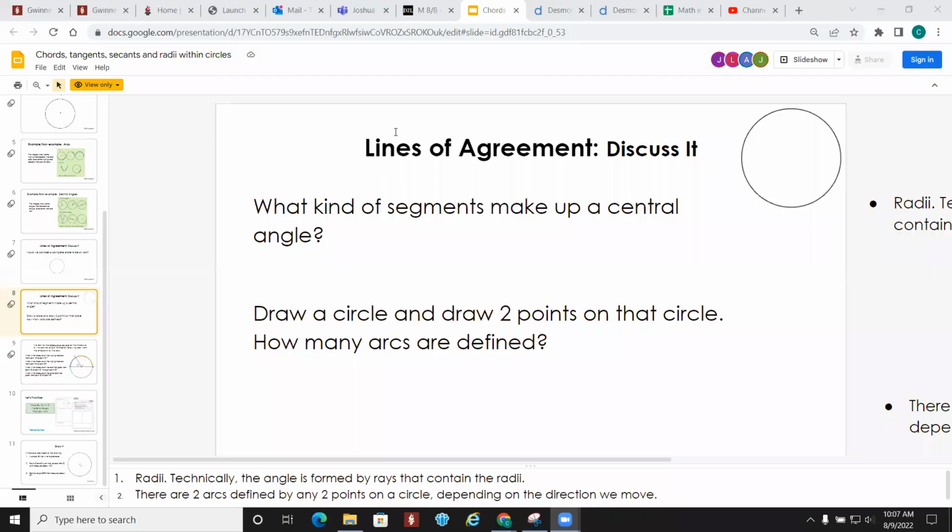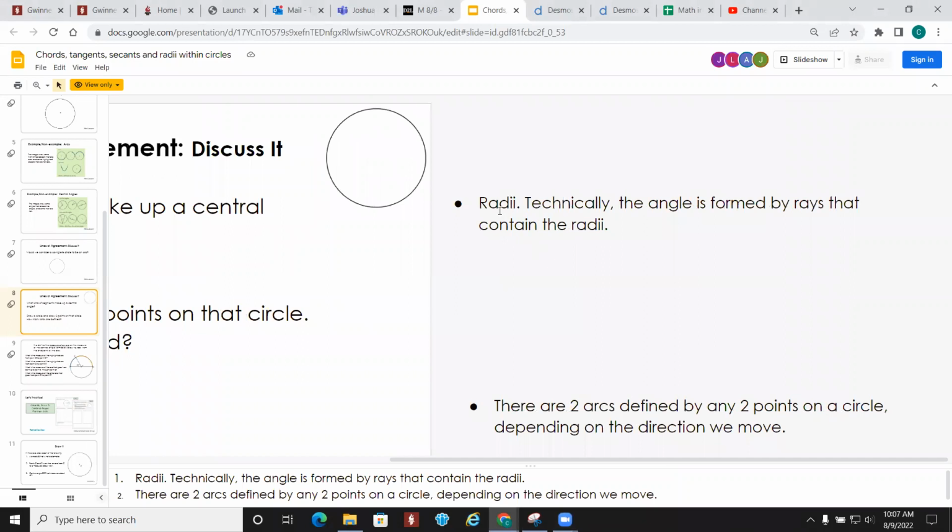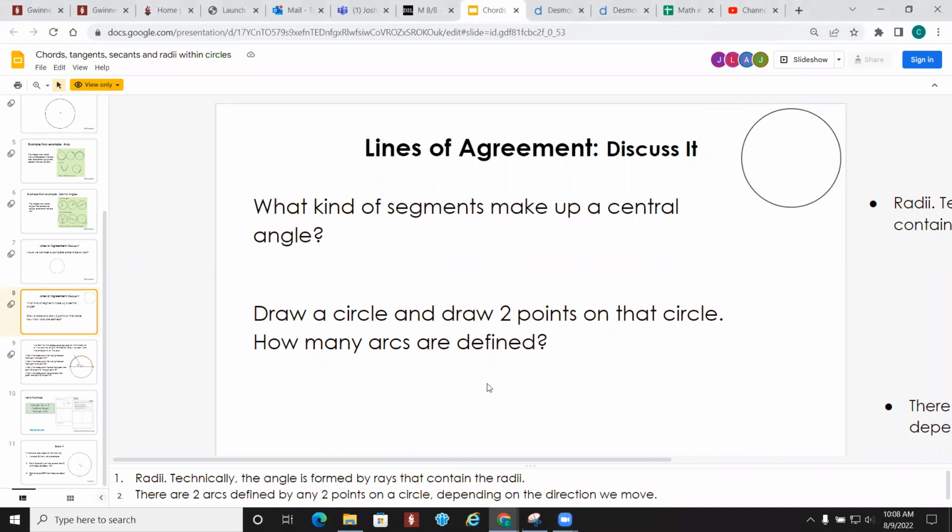Okay. So what kind of segments make up a central angle? What did you come up with? Radii. Technically the angle is formed by rays that contain radii. So what's the difference between a ray and a radius? Do y'all remember? They're very similar. Here, I'll show you a picture of it. Isn't a ray keep going? A ray keeps going and a radius stops. Okay, good.